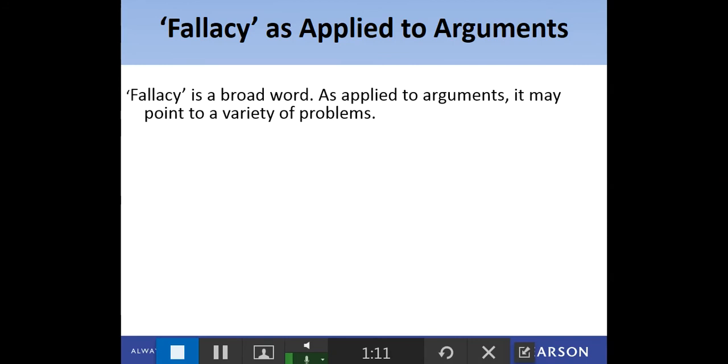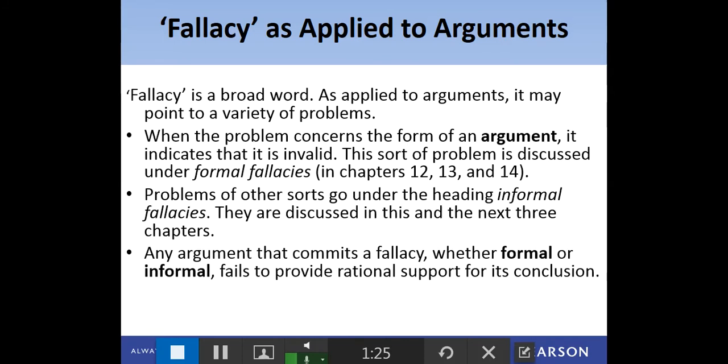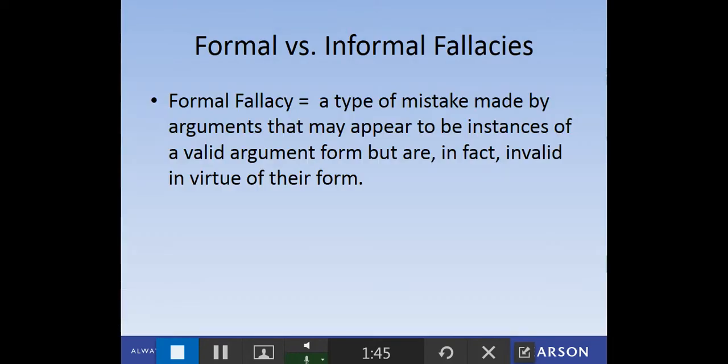So fallacy as it's applied to argument is a broad word and it can point to a variety of problems, and if you just Google fallacy, there are hundreds of fallacies. Well, we're going to focus on the main ones. Chapters 12, 13, and 14, which we probably won't get into, look at formal fallacies. What we deal more with are informal fallacies. That's what we will have our issues with in the majority of our life, which is why we're focusing on those. Any argument that commits a fallacy fails to provide rational support for its conclusion. That's what we're looking at here.